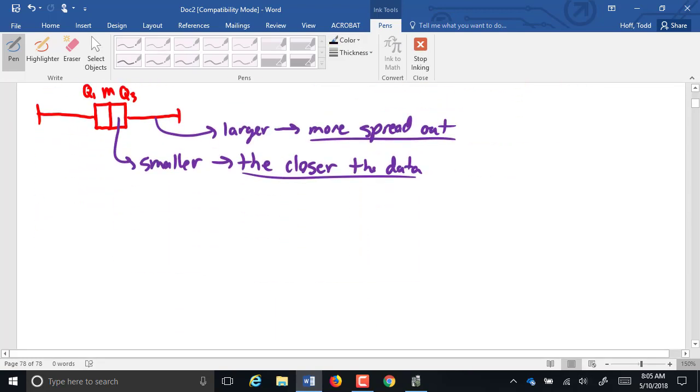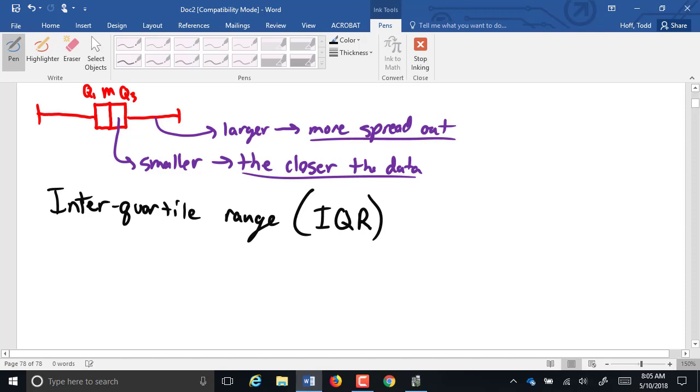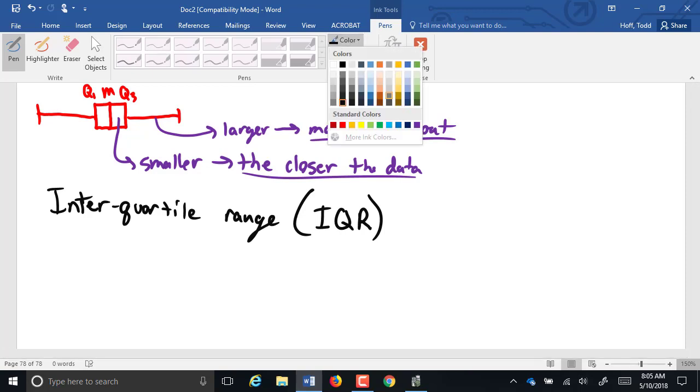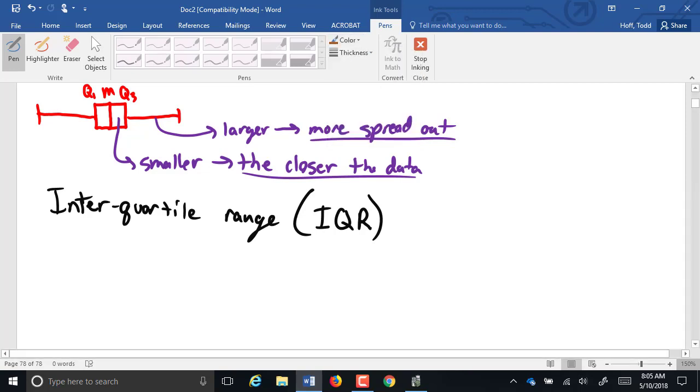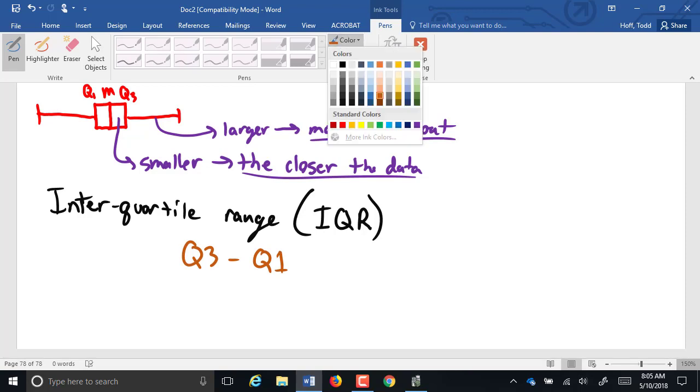From this, we come up with something called the interquartile range, which from now on you'll hear me refer to as the IQR. I might say interquartile range, but I'm going to write IQR because I'm inherently lazy. The interquartile range is just the third quartile minus the first quartile. So let's look at a small set of data.